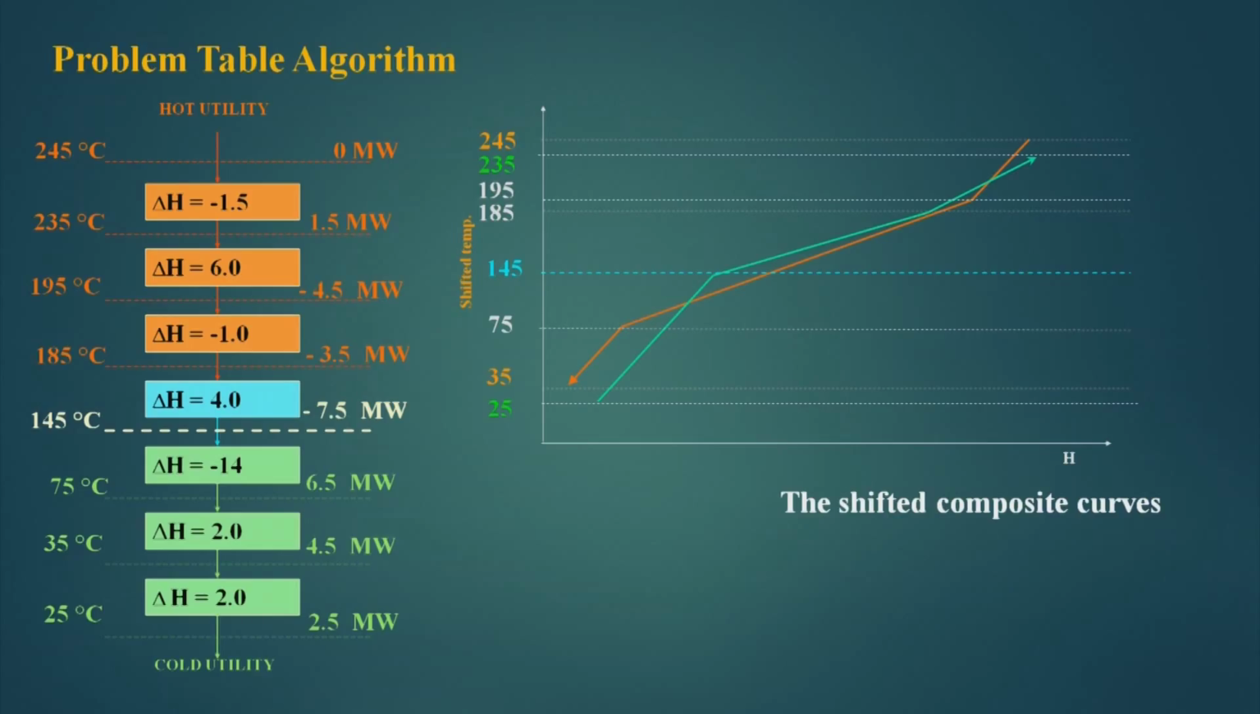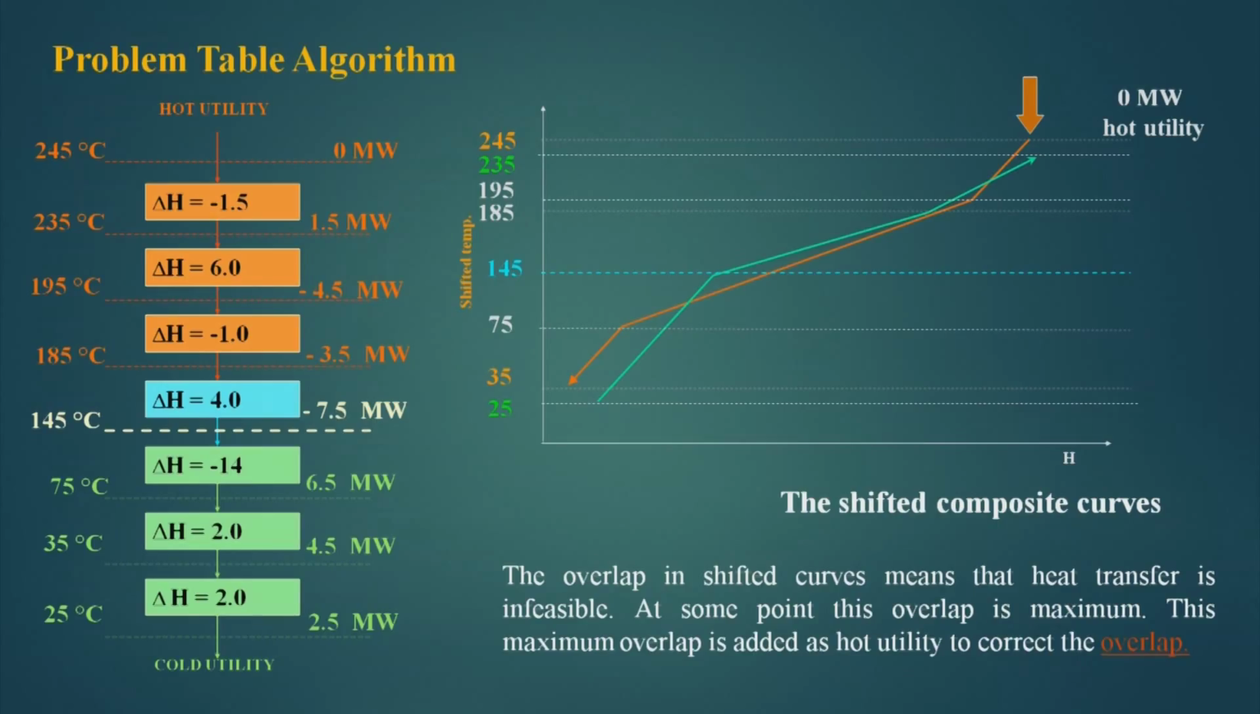Now, to make it feasible, this cold composite curve has to be shifted horizontally, so that it becomes below the hot composite curve.